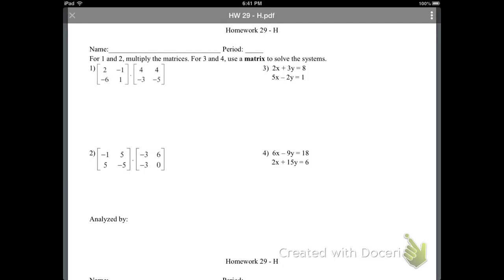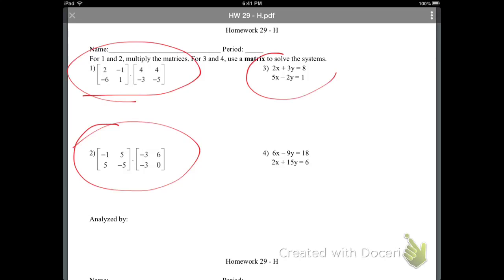Alright, it's time for homework 29 video. The first two are matrix multiplication, second two are using matrices to solve a system of equations.